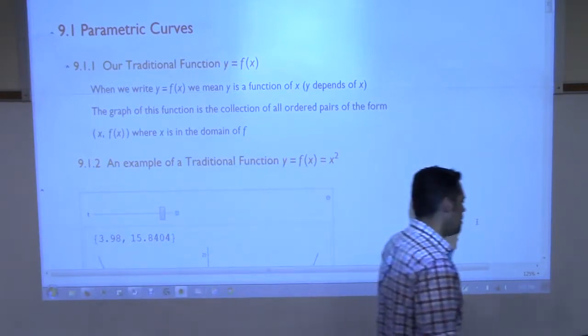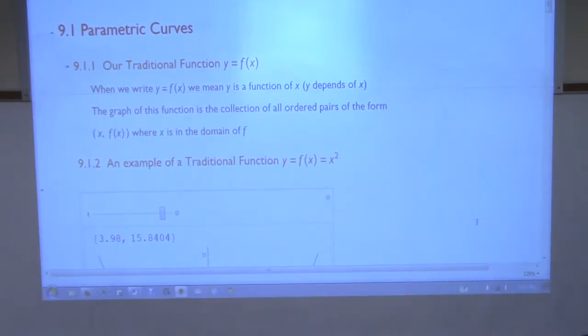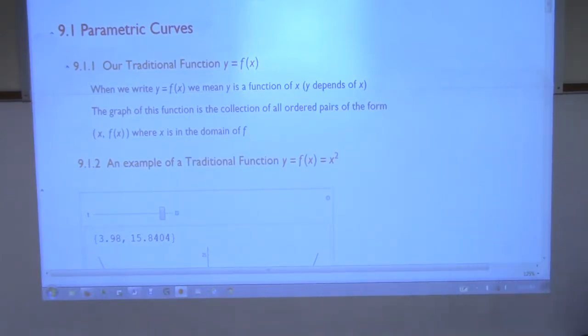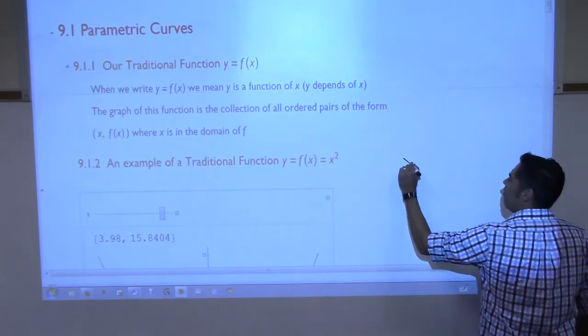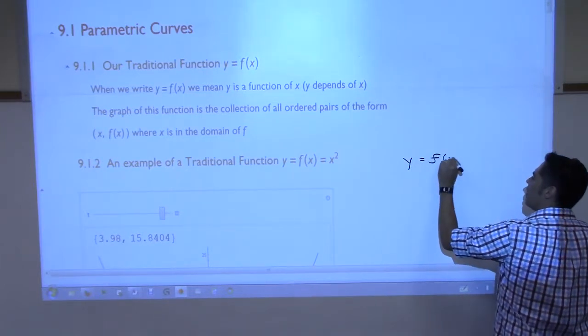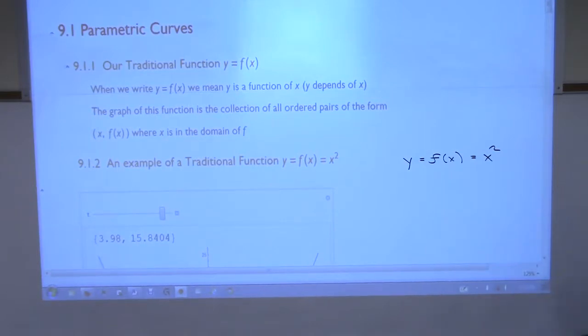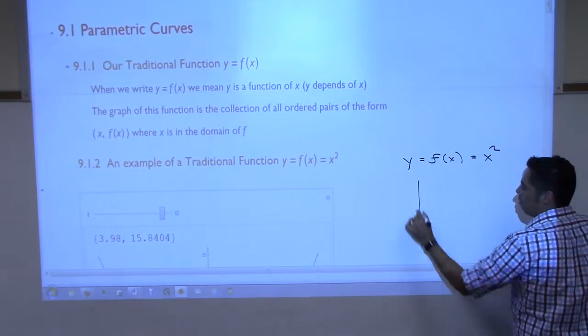Okay, we are going to talk about parametric curves to start, 9.1. So to understand parametric curves, we first need to, everyone have a copy of the notes? I made these up yesterday so that you didn't have to write things down, you could just pay attention. Our traditional function, y equals f of x, right? When we said in the past, y is some function of x, and the example that I'm going to use here is x squared.